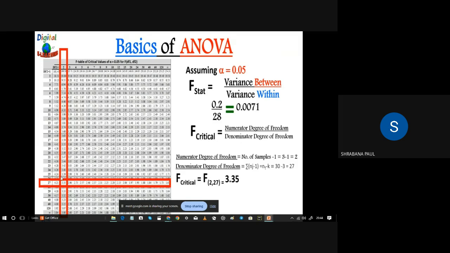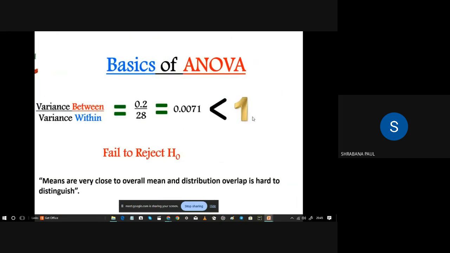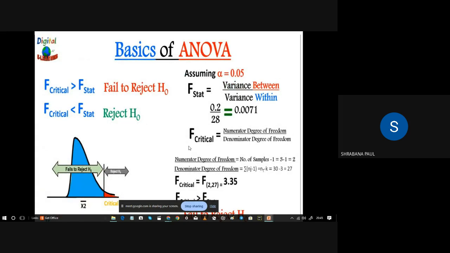And the intersection of both the boxes will give you the value. F critical, we are getting 3.35. This is less than, or we can say that F critical is greater than the F statistic we have got. So we fail to reject the null hypothesis. So in both the test cases, we come to a conclusion that by using the t-test, we fail to reject the null hypothesis, and similarly by the F-test also we fail to reject the null hypothesis.